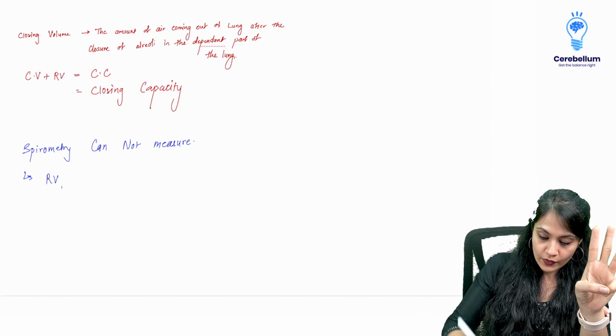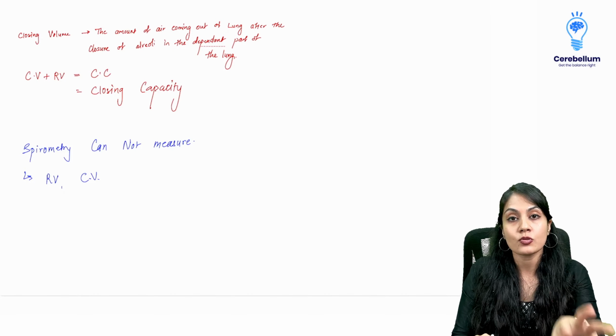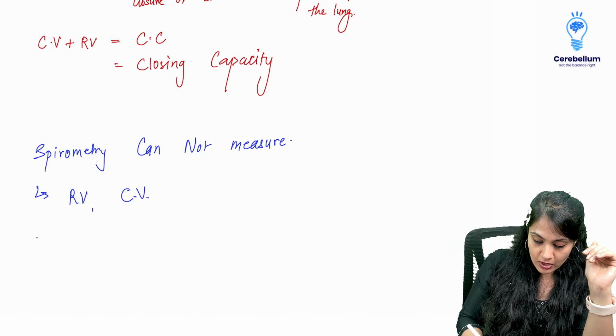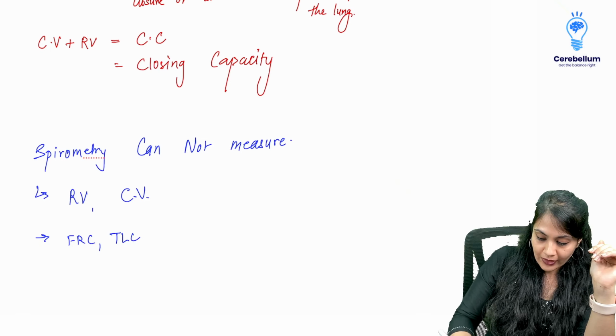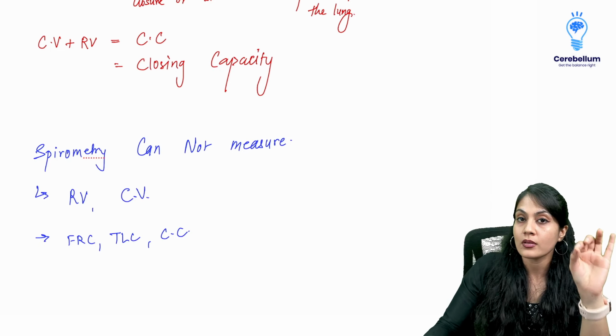What are the volumes? First is the RV. I cannot differentiate where my alveoli, the dependent part, smaller alveoli, close. So I cannot measure the CV also. And whatever capacities in which these volumes are going to come, of course, that is FRC, TLC and CC. I cannot measure those capacities also with this spirometry.